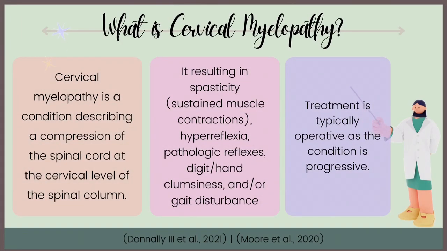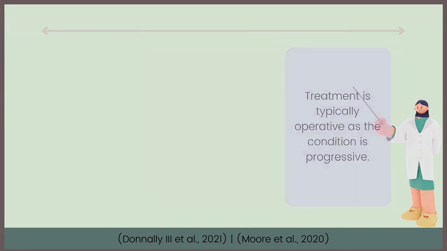First of all, we look at the definition of cervical myelopathy. Cervical myelopathy is a condition describing a compression of the spinal cord at the cervical level of the spinal column. It results in spasticity, hyperreflexia, pathologic reflex, digit or hand clumsiness, and gait disturbance. The treatment is typically operative as the condition is progressive.